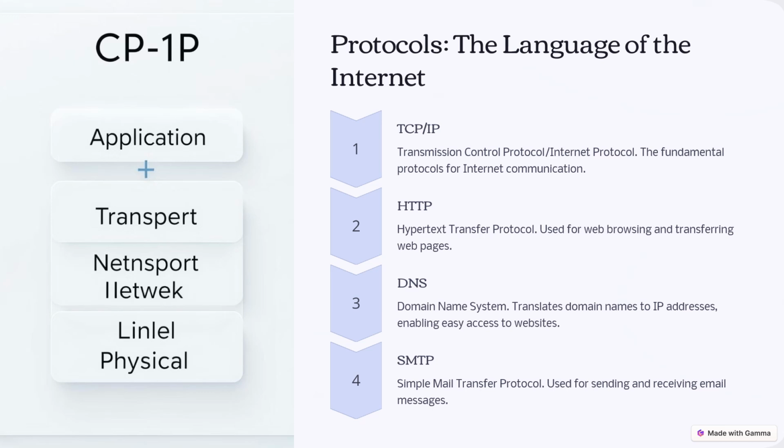HTTP. This is the protocol behind the web. When you type a URL into your browser, HTTP fetches the web page from the server and displays it on your screen. DNS, the Domain Name System, is like the internet's phone book. It translates human-friendly domain names like google.com into machine-readable IP addresses. SMTP. This is the protocol used for sending and receiving emails. It ensures that your messages get delivered to the right inbox.